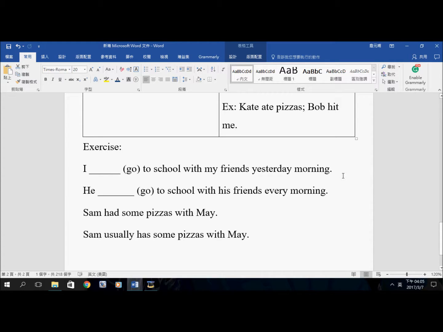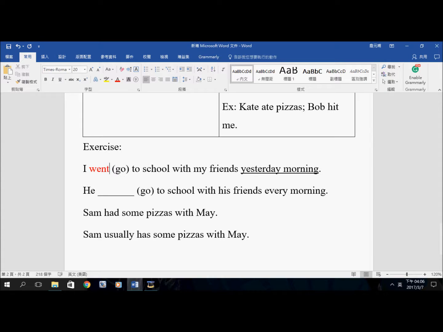So the first one. If you have a chance to do this kind of question on the test, the first thing you do is look for the time markers. The time marker is usually at the end or at the beginning of a sentence. In this case, it's at the end. Yesterday morning tells you that it's a sentence of the past tense, because it is what happened yesterday morning, no longer true at the moment of speaking. The past tense of go is an irregular verb. So the past tense of go is went. So it's I went to school with my friends yesterday morning.